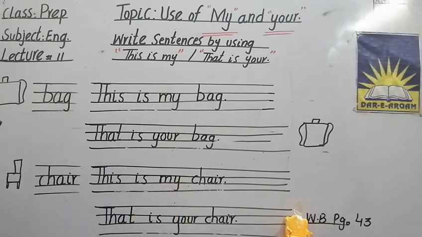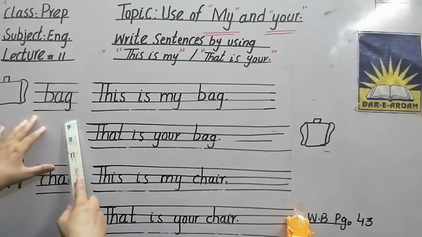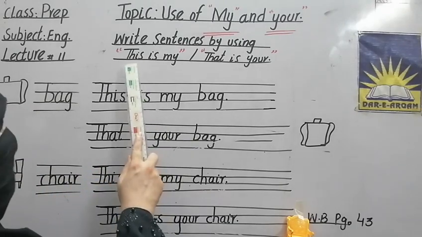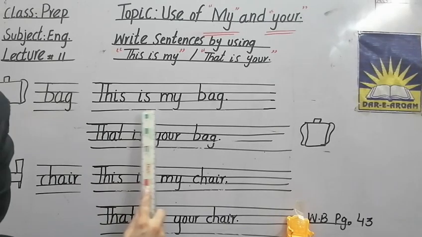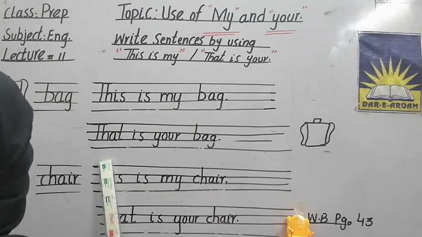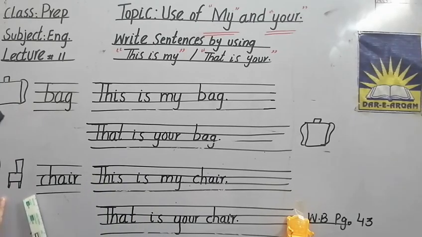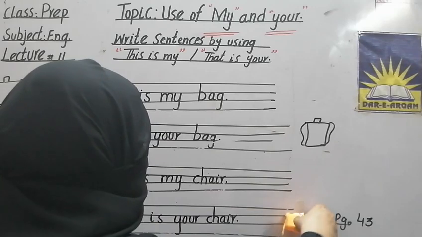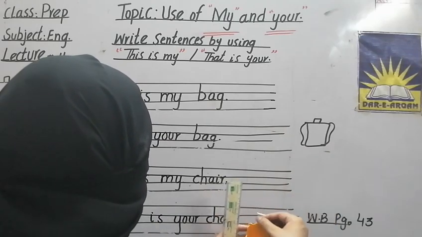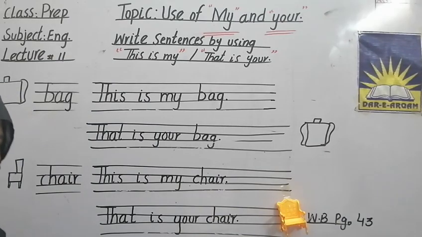We repeat this page once again. Word bag. We make our sentences by using this is my and that is your. This is my bag. That is your bag. This is my chair and that is your chair.